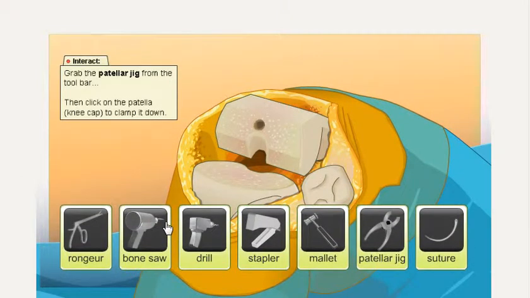Now we'll use the patellar cutting jig and bone saw to remove the back of our patient's patella.